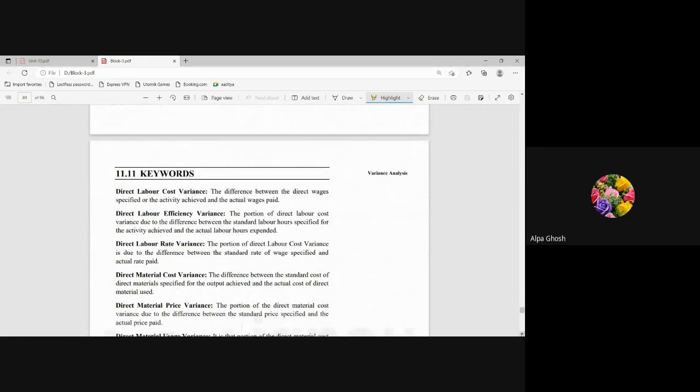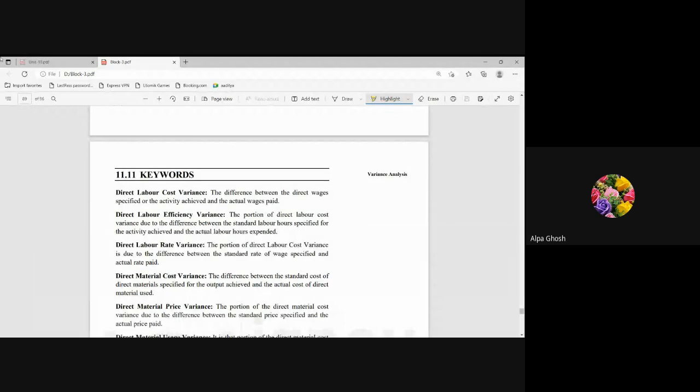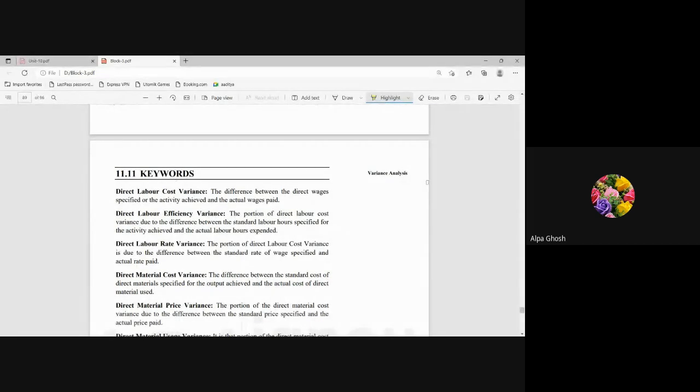Yes, the keywords. Direct labor cost variance, when you are using direct labor for production. What cost you had expected and at what rate you are getting the labor. Direct labor cost variance means the wages that you have to pay for hiring of laborers. Direct labor efficiency variance, efficiency means their output, the hours that they are working. Then direct labor rate variance, the rate at which they are available. There is a standard rate available for laborers in the market, and then what specified wage you are paying to them. What is the actual rate paid and what is the standard rate available.